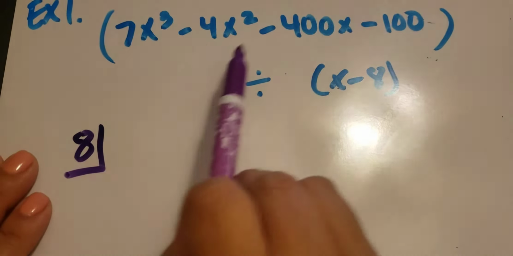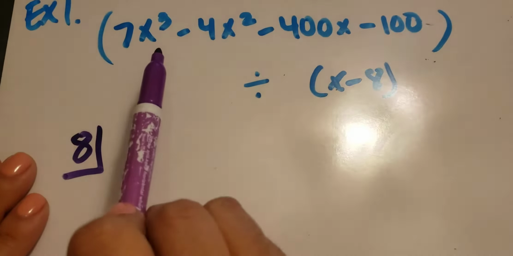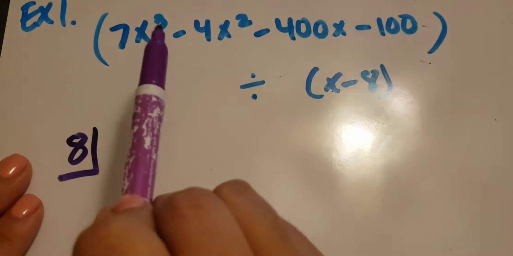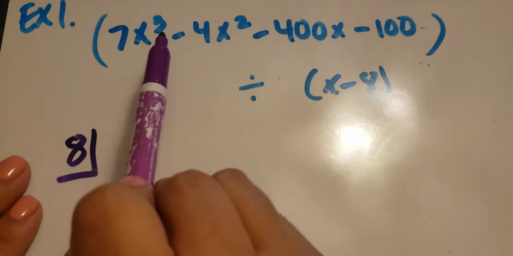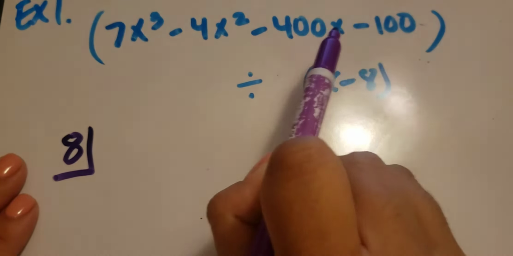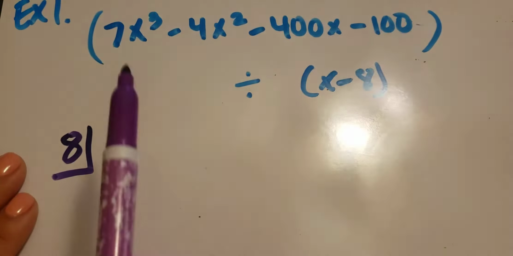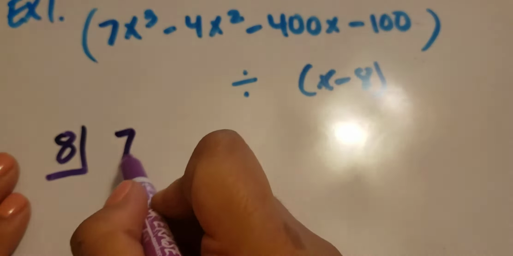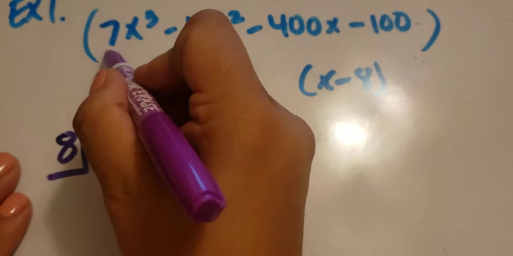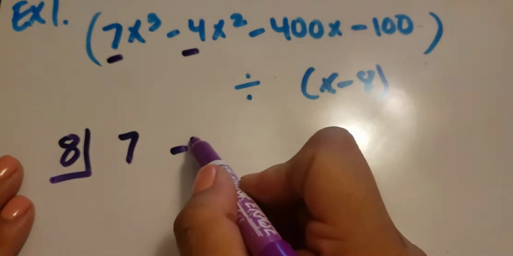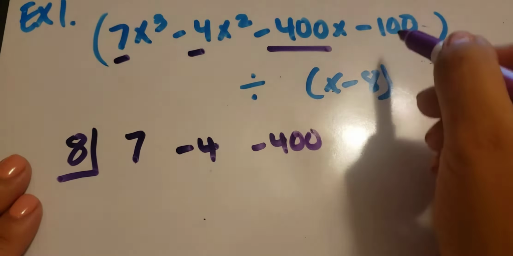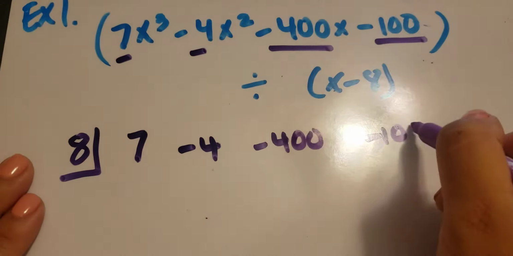And then we're going to write down our coefficients. You want them in descending order of degree or exponent. So here we have degree of 3, degree of 2, degree of 1, and our constant, which is good. That means I don't need any placeholders. All we have to write down is our coefficients. So 7, negative 4, and we want to keep the sign that's in front, negative 400 and negative 100.